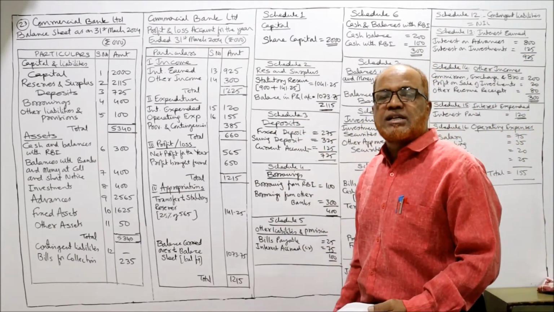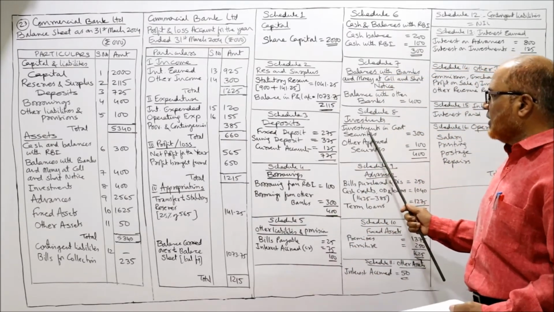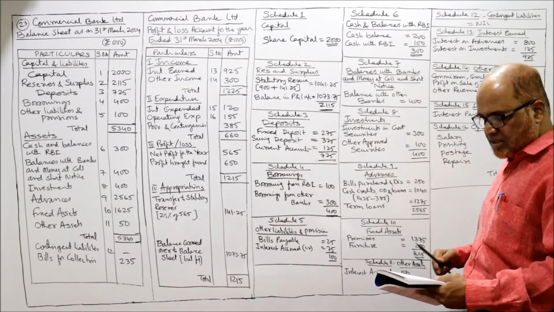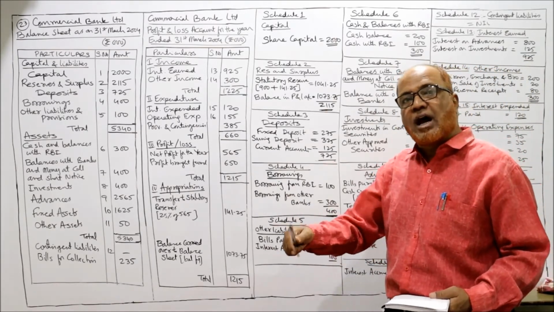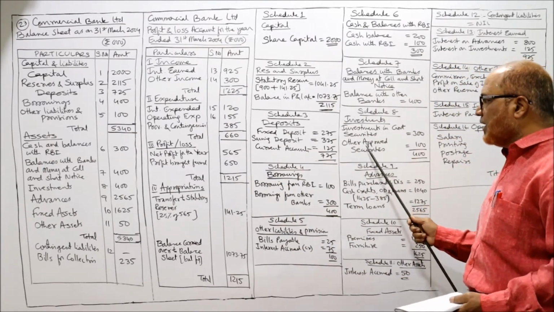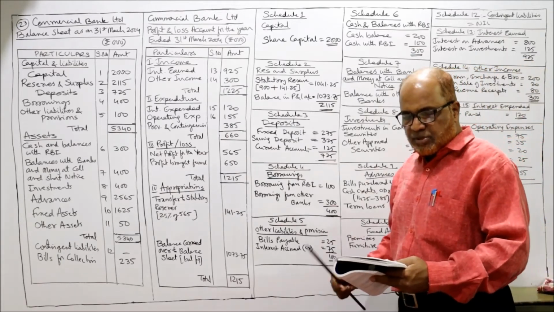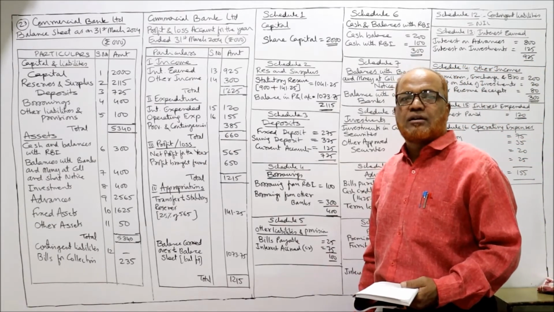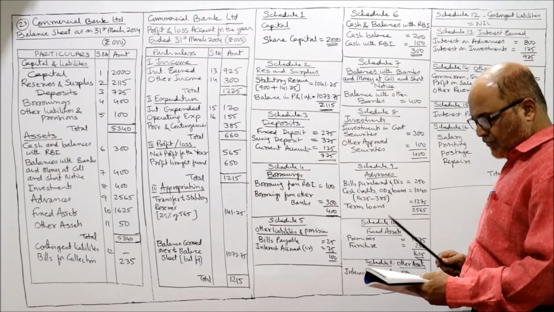Next, investment in government securities, 8th schedule, investment in government security 300. Next comes other approved securities, investment in other approved securities. Both are investments, 400. Next comes bills purchased and discounted, 9th schedule. So 9th schedule, bills discounted and purchased, 250.